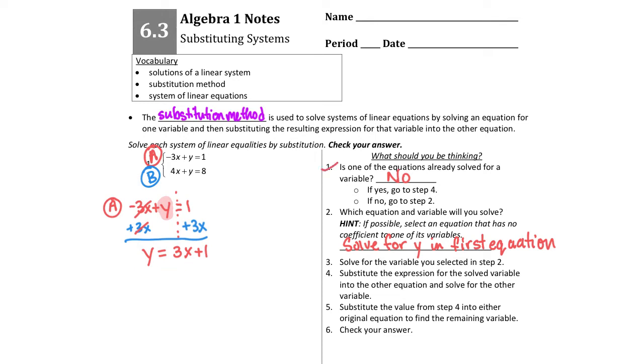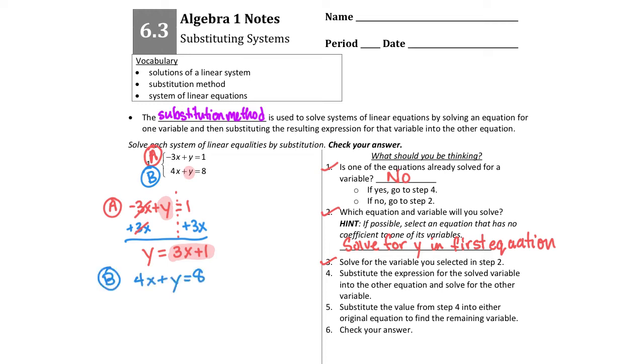I'm going to go through and check off some of these steps. So I've done step 3 now. And step 4 asks us to substitute that expression into the other equation and solve for the other variable. So here's what that looks like. I just found this expression here, y equals 3x plus 1, and what I'm going to do is substitute it into that second equation. I'm going to replace that y with the 3x plus 1.